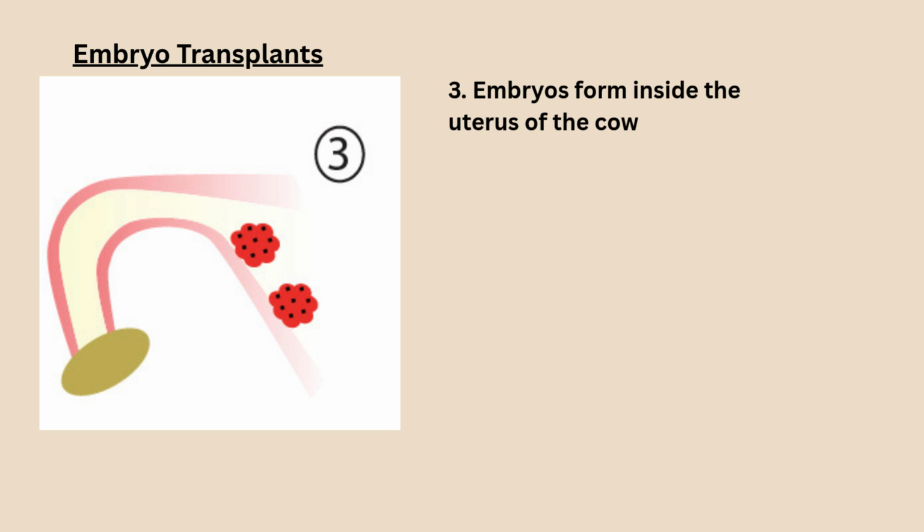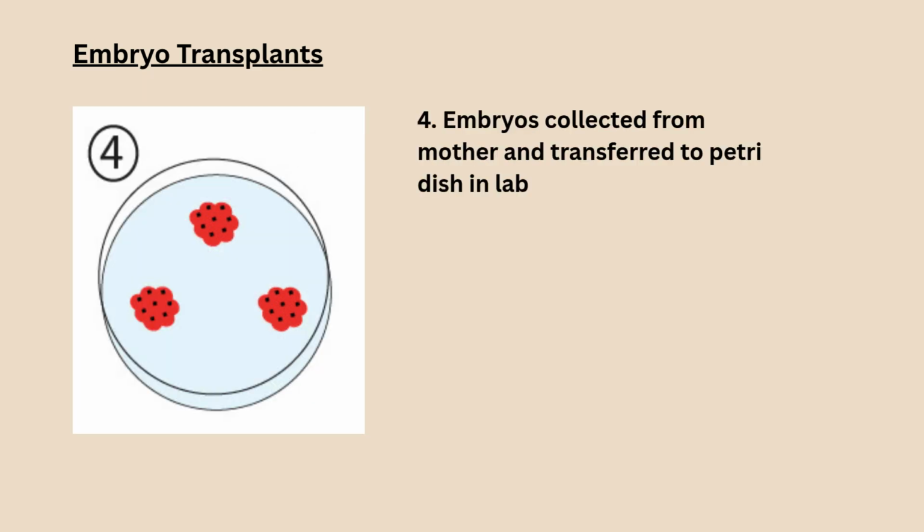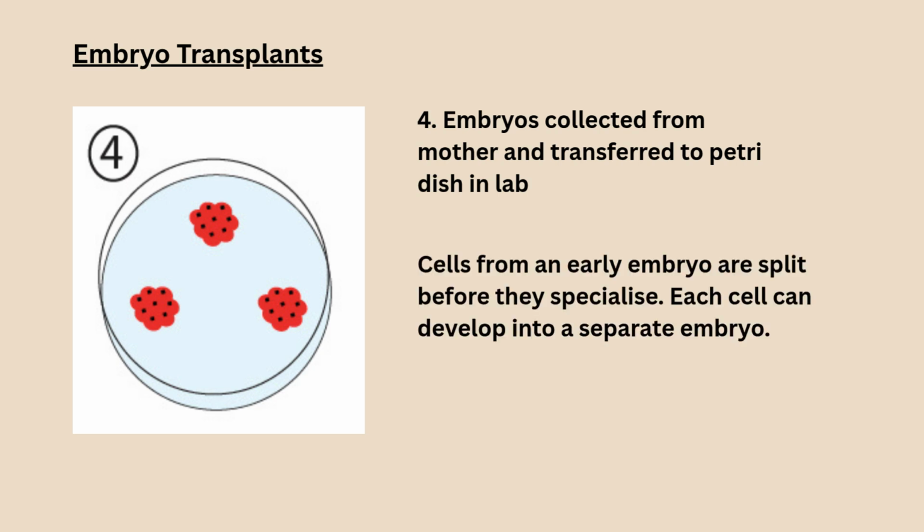After fertilization of each of the eggs in the oviduct, each fertilized egg will divide to form an embryo, and these embryos will form inside the uterus of the cow. The embryos are then collected from the mother's uterus and transferred to a petri dish in the lab. Cells from an early embryo are split before they can specialize. Each cell can then develop into a separate embryo.